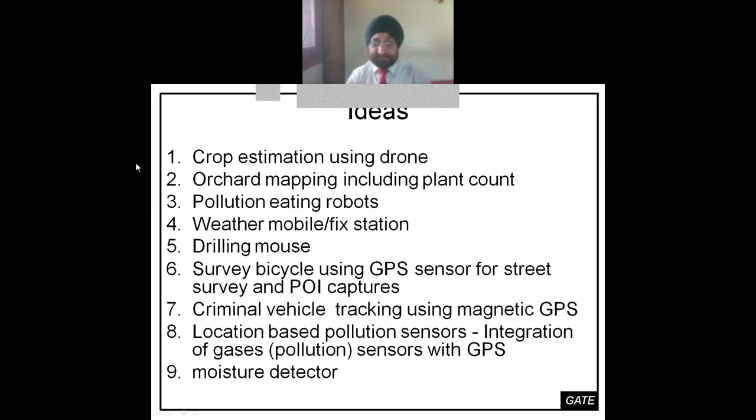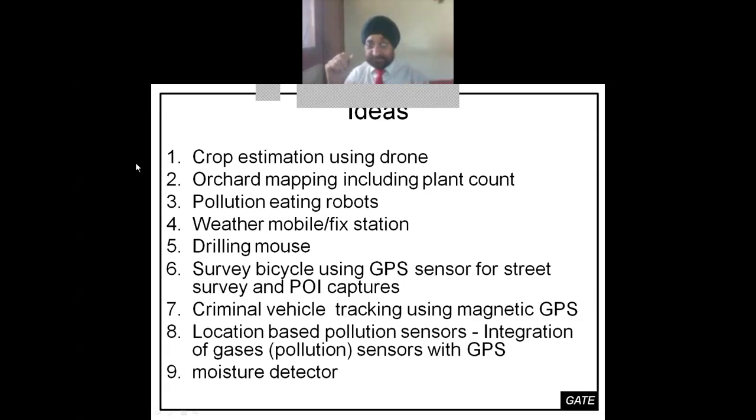Survey bicycle using GPS sensors. There are bicycles or vehicles which you can put the GPS on, and it automatically stores the GPS point, the latitude, longitude, and altitude after every 1 meter or after 2 meters. And then later on, you can download that data and make a map. For jungle visits and those kind of things where the maps and roads are not accessible, one can use GPS to make the map, which can be used later on.